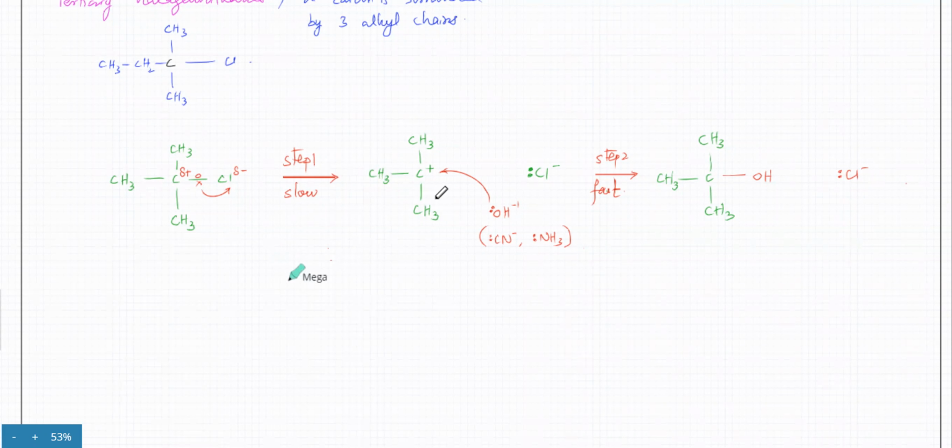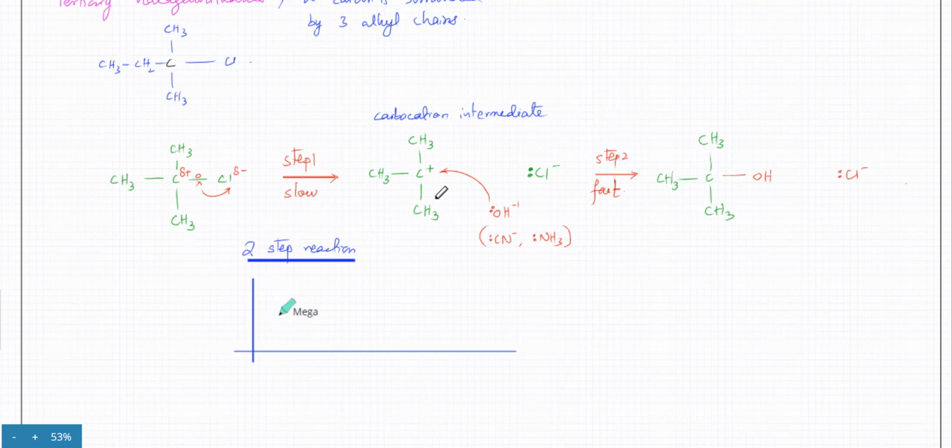Achha, first, this is a proper two-step reaction, and you have a carbocation intermediate. There's a carbocation actually forming over here. So you have a carbocation intermediate that's formed. For a two-step reaction, the energy profile diagram looks like this: step one, an intermediate is formed, and then the product is formed. So it's going to look like this.